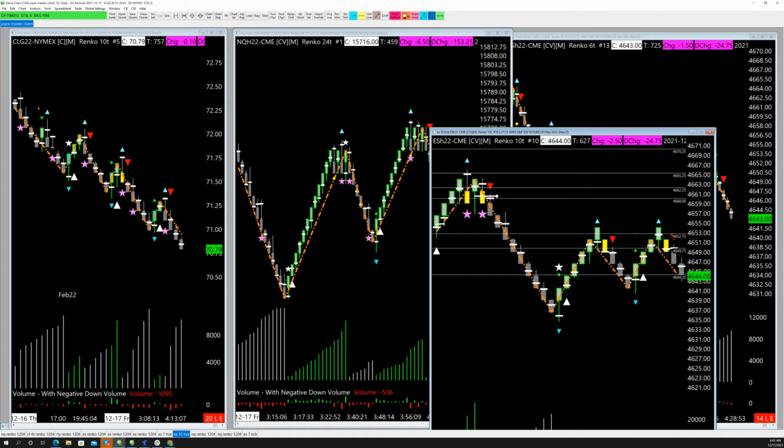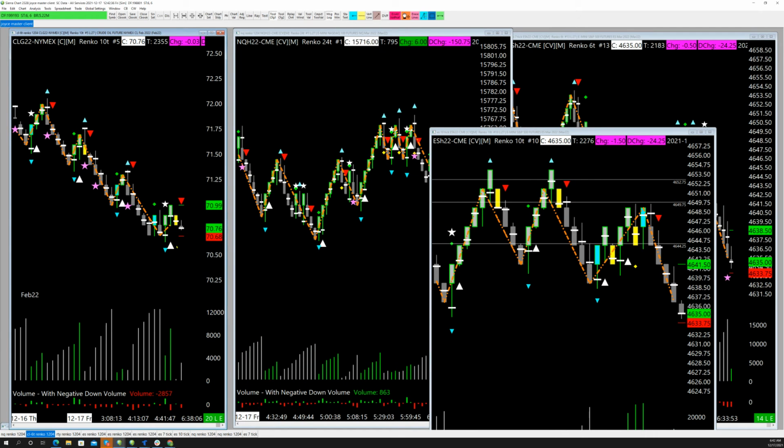By the way, CL is on a trend day down overnight. Just be aware of that. You want to get above one of these power bars, and this is on a 10 tick Renko. You at least want to get above 71.25 right now before you start attacking it. Don't catch it into a free fall, right?